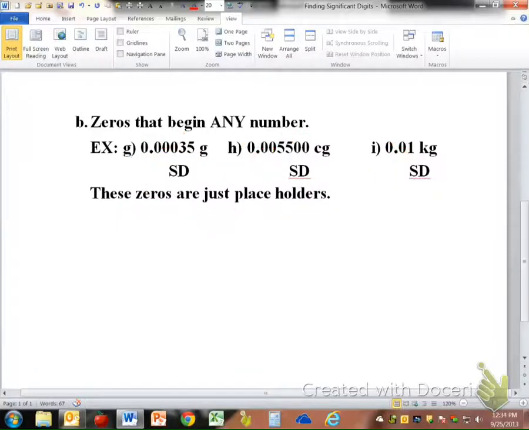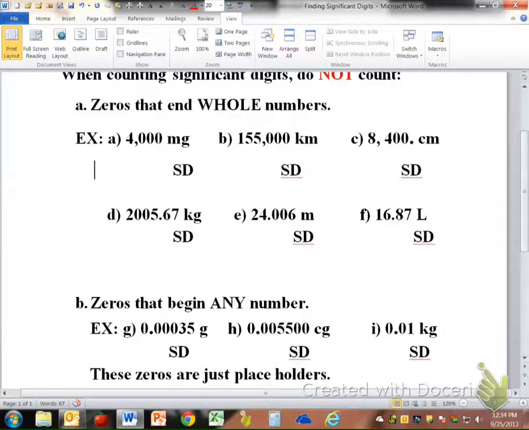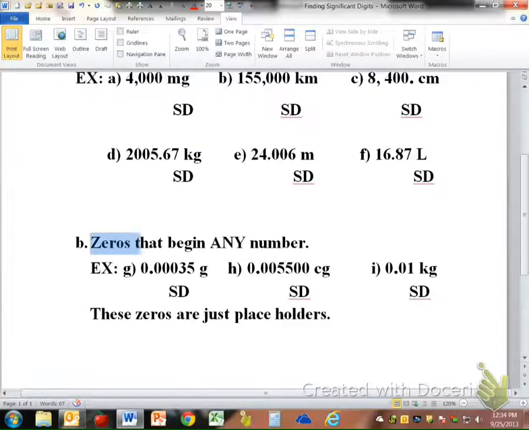So I'll let you see the rules one more time. Zeros that end whole numbers, they do not count as significant digits. Zeros that begin any number, they do not count as significant digits. Every other zero and every non-zero number, they count as significant digits.